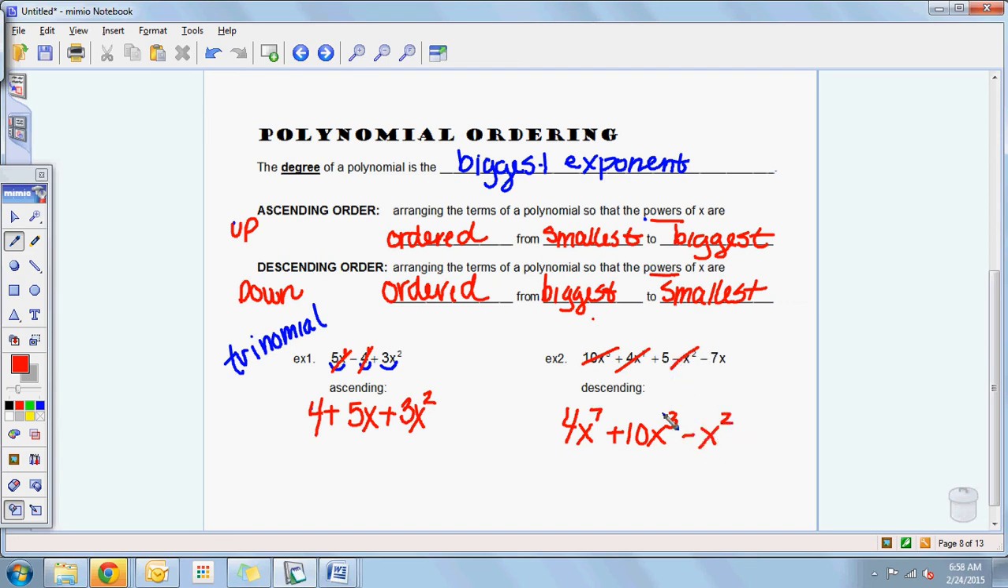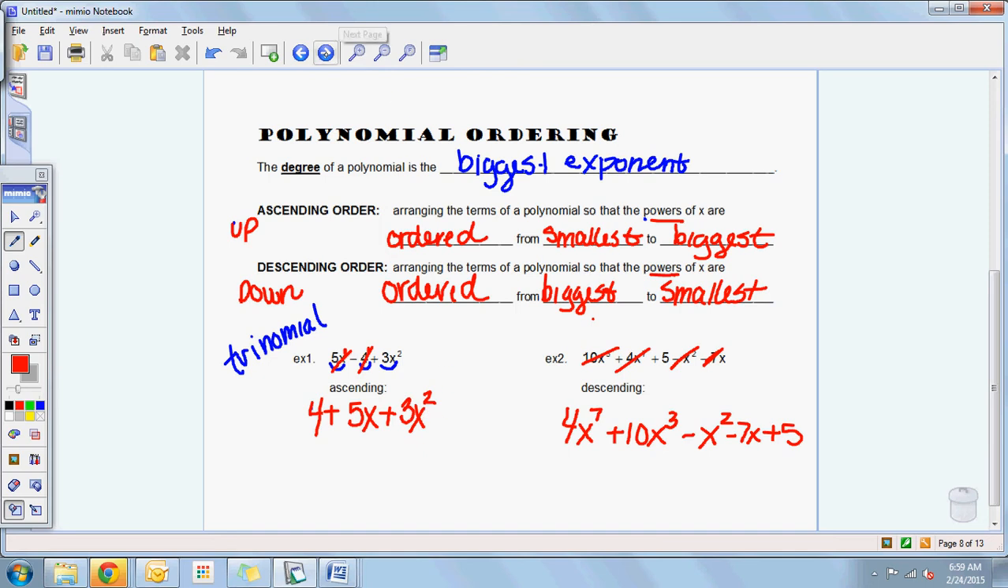It's gone. And then I have both of these to the first power. So remember, the one that's just a whole number is going to be considered the smallest. So this would be next, so minus 7x to the first. And then plus 5. Got it? Okay, that's putting it in ascending or descending order.